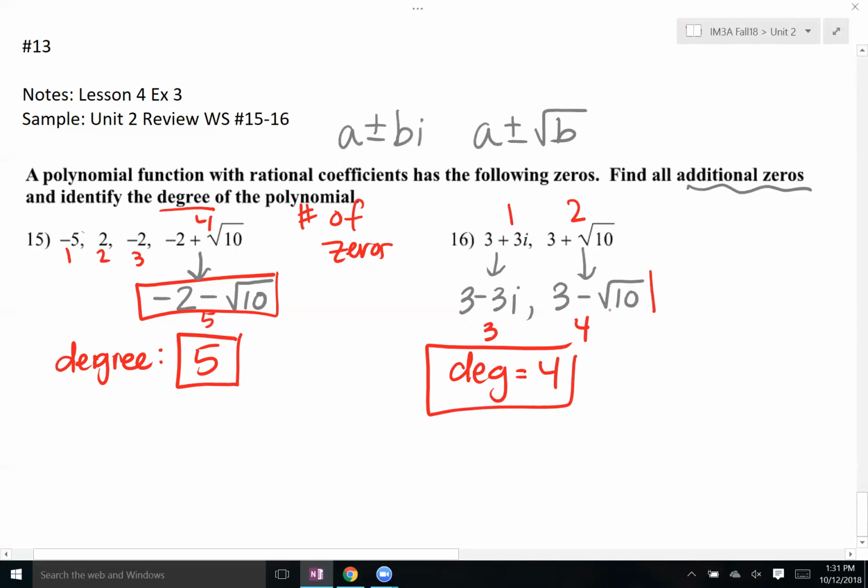Okay, so I have to find the conjugate zeros only for an i or a radical first, and then I count how many zeros I have to get the degree of the whole function.